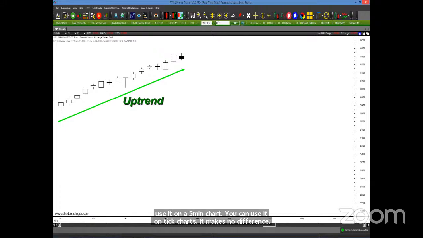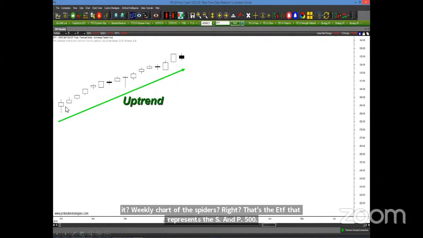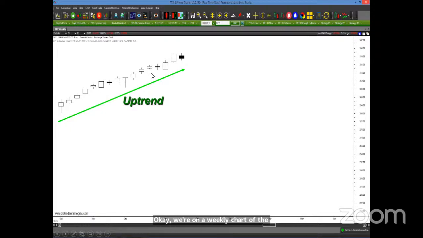All right, now I want you to look at this chart here. It's a weekly chart of the Spiders, right? That's the ETF that represents the S&P 500. We're on a weekly chart of the Spiders, and as we can see, the market has been going straight up. This is very similar to what's been happening today, because this is not a current chart.